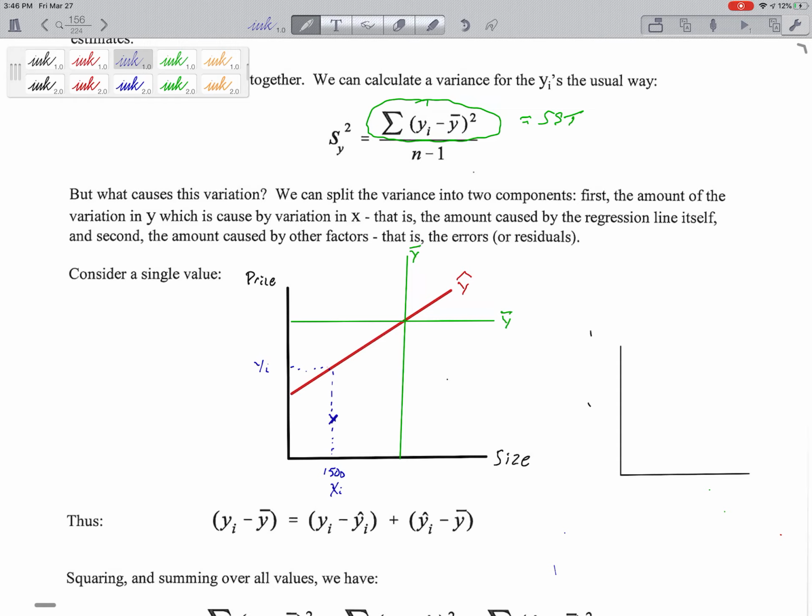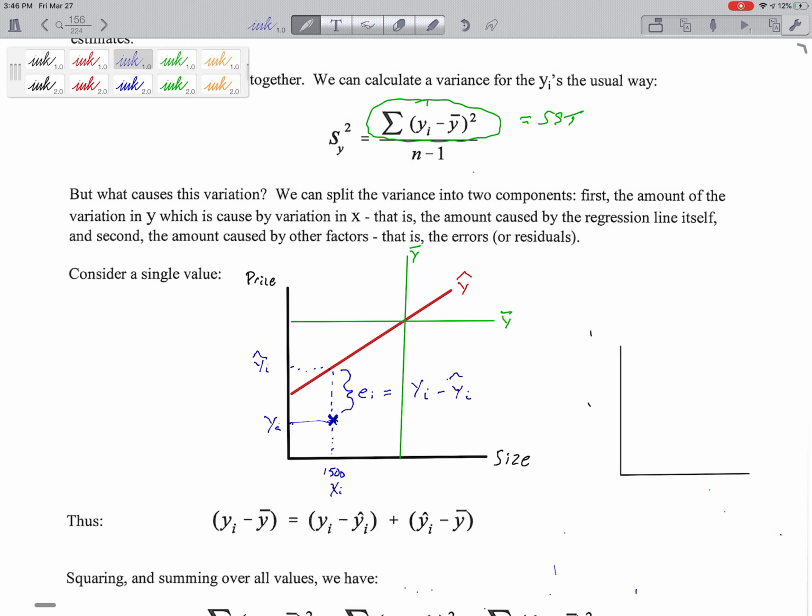But we want to take a look at this X value right here. And we want to take a look at three different distances. This distance here is the error term. And it's actually the difference between the actual Y value and the Y hat value, right? So this is the Y I value. And then this is the Y hat I. Sorry, I should have put a hat on that over there. So that's that distance there, and it's the error term.